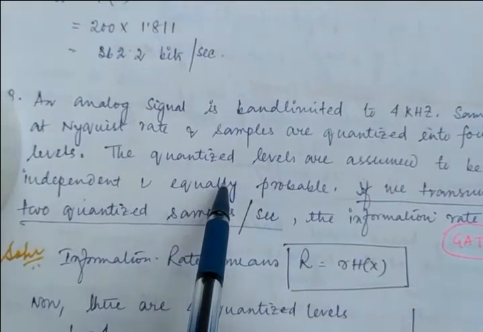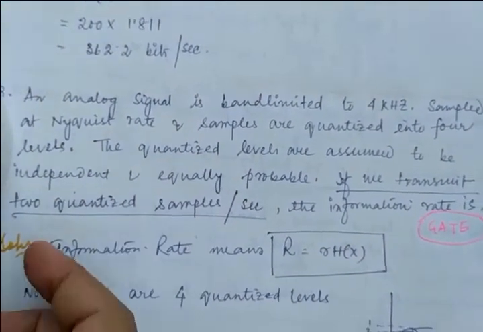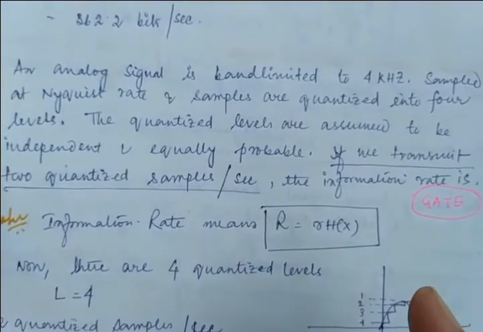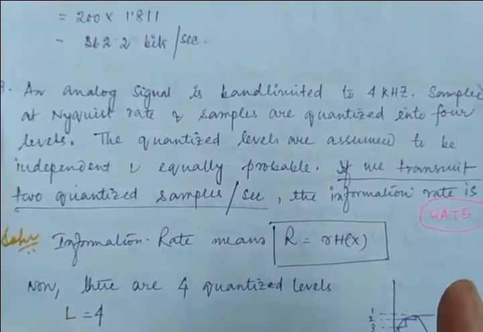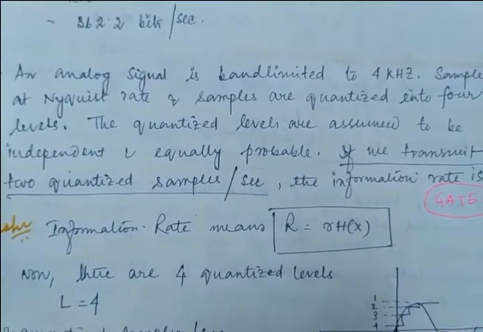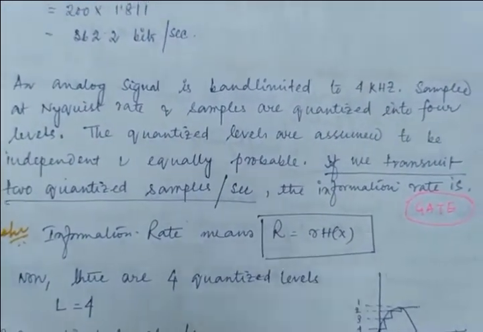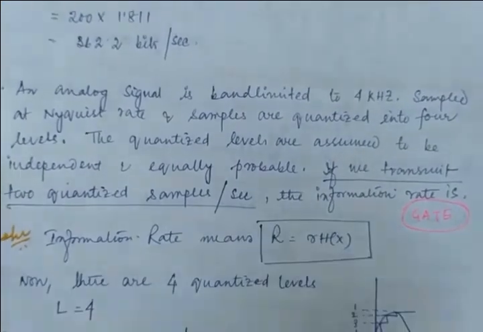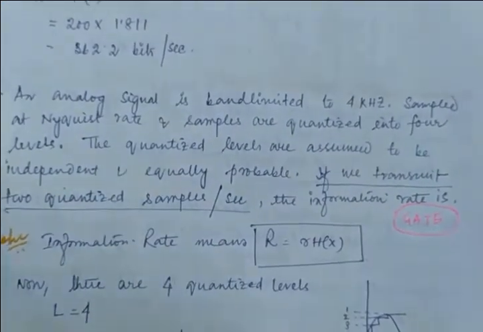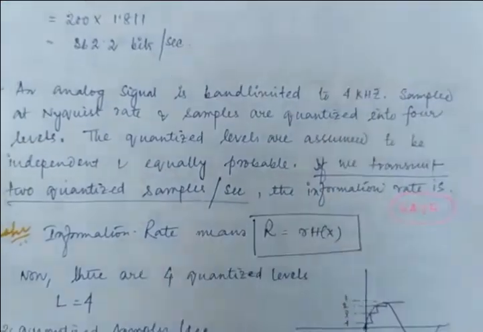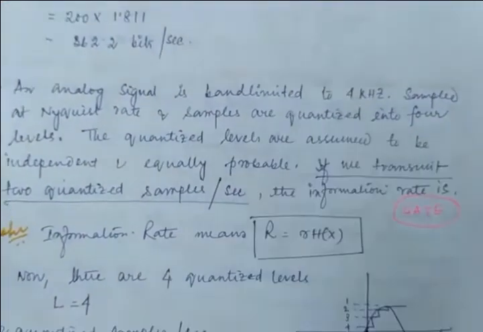So if it is equally probable, what will be the probability? Equally probable means 4 symbols, so the individual probability will be nothing but 1 by 4, 1 by 4, 1 by 4 and 1 by 4. If it is divided into 5 levels, it will be 1 by 5, five times. And if it is 10 levels, then it will be 1 by 10, and so on, right?